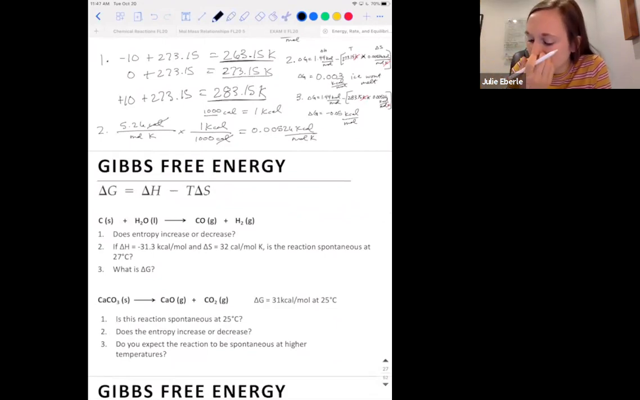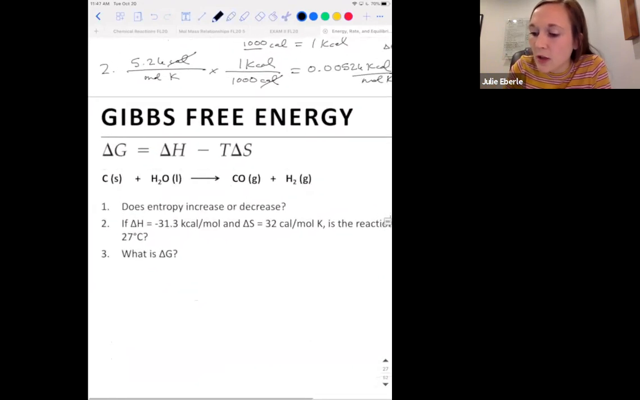So let's look at this next reaction. We have solid carbon plus liquid water make carbon monoxide gas. We don't want to make that. And hydrogen gas, okay? So first question is, does entropy increase or decrease? Remember, entropy is delta S. Sorry, if delta S is negative, it's decreasing. If delta S is positive, it's increasing.